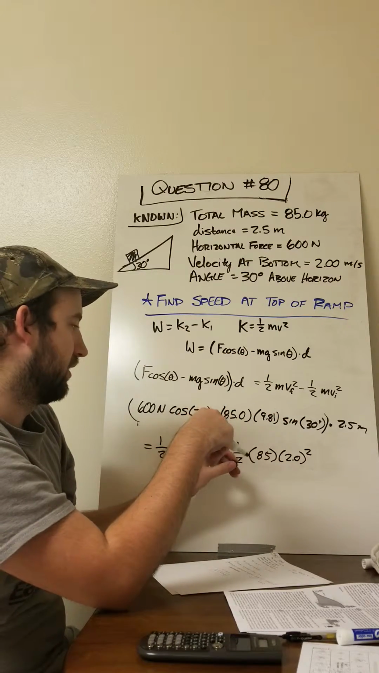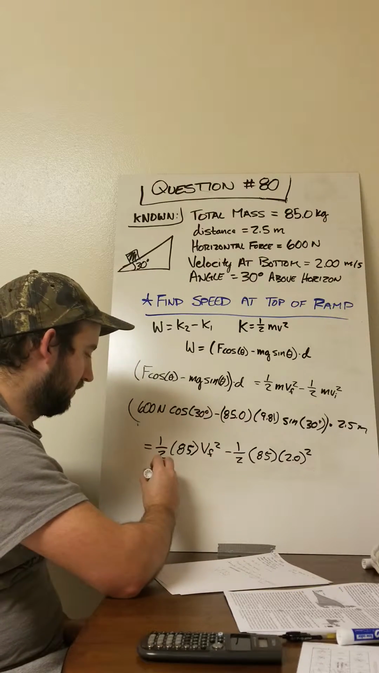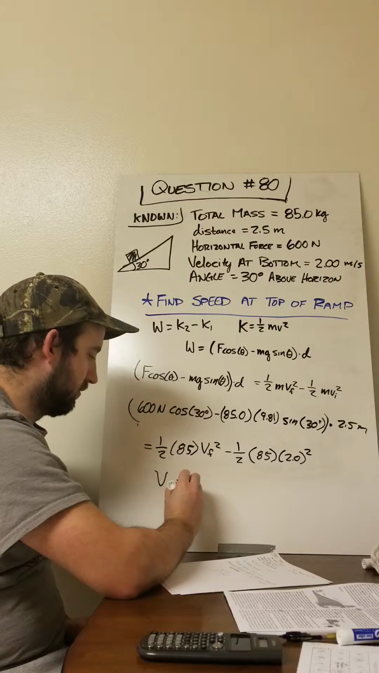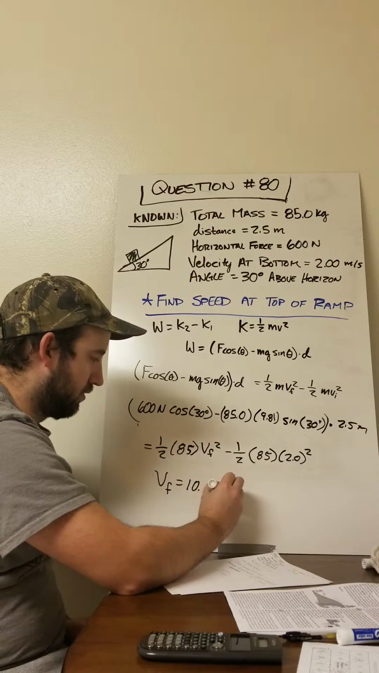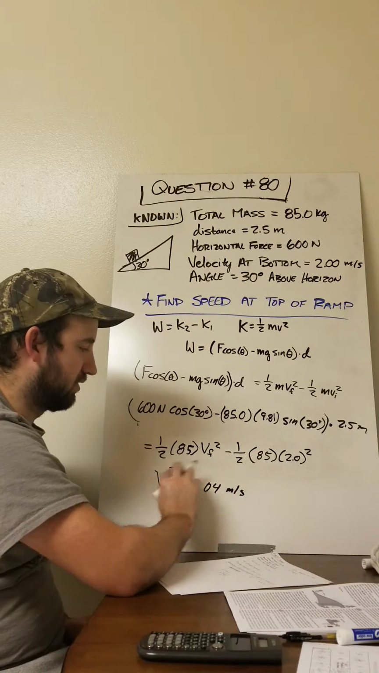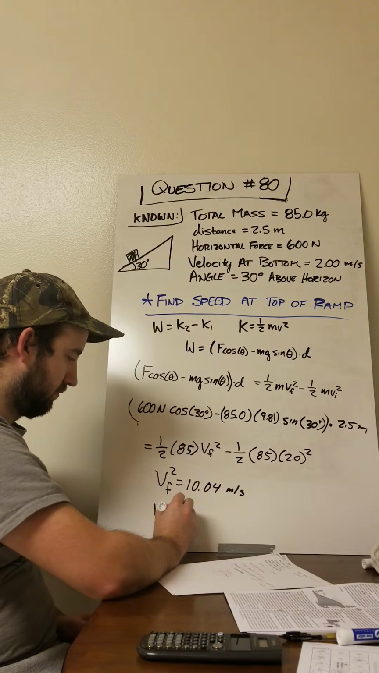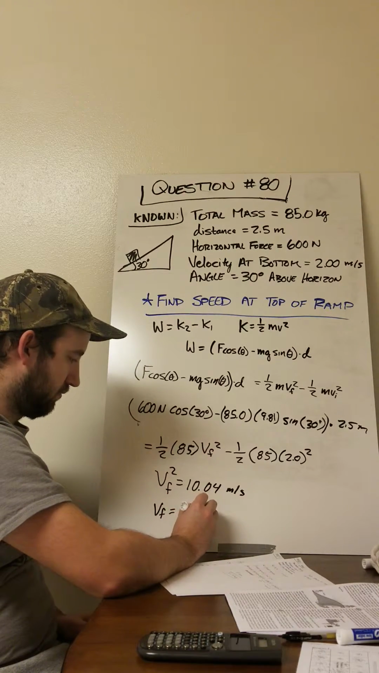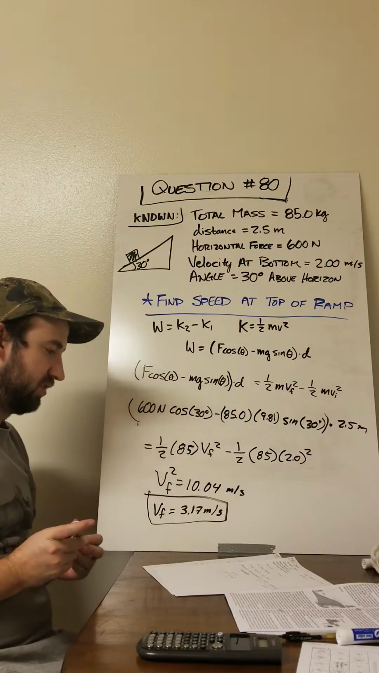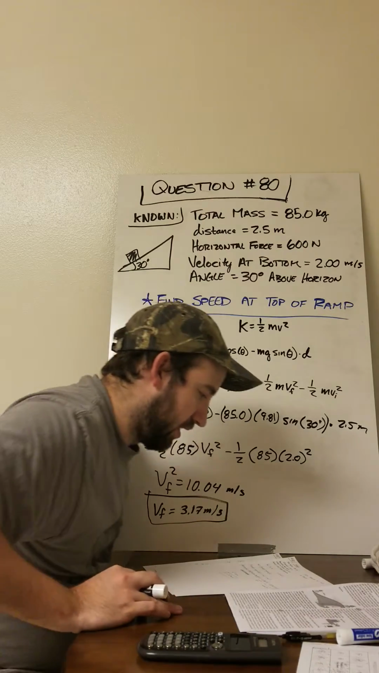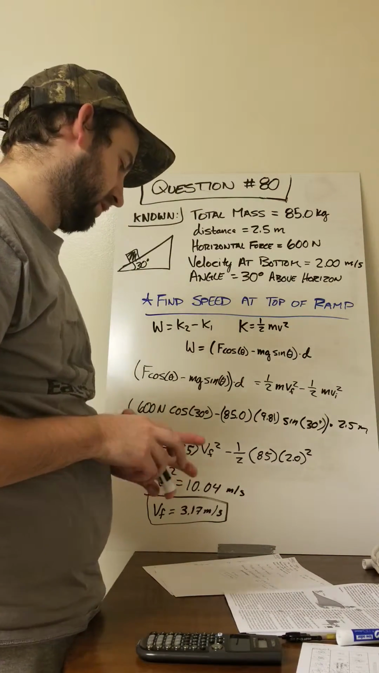And then of course you need to take the square root, and so what I ended up with is, well, first of all, V_F squared equals 10.04 meters squared per second squared. And so the final velocity is 3.17 meters per second. So at the very top of the ramp, with the force that she's being pushed with, she ends up going 3.17 meters per second.